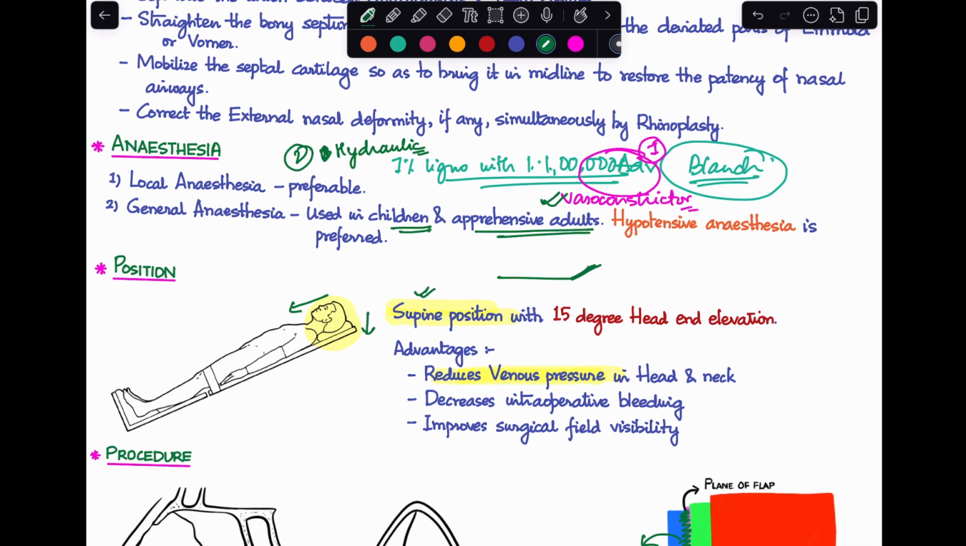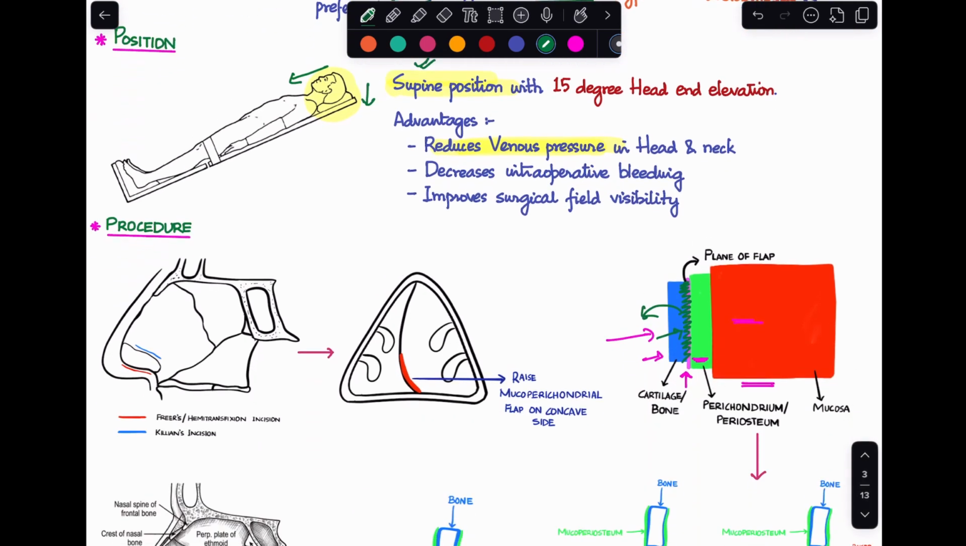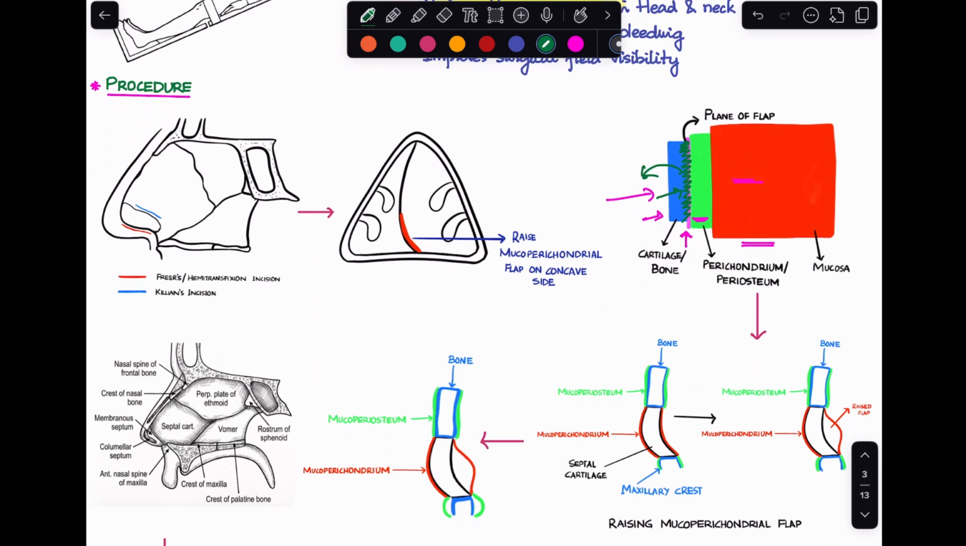That's about the position that we put the patient in during septoplasty. Next, let's move on to discussing the procedure in itself. So we have put the patient in the right position, which is supine position with a 15-degree head end elevation. And then we have done appropriate anesthesia required, which is mostly we'll prefer local anesthesia.